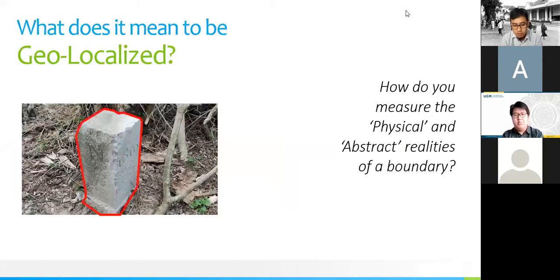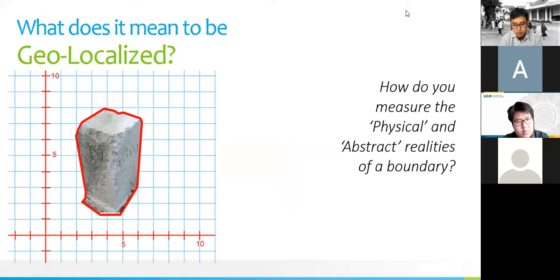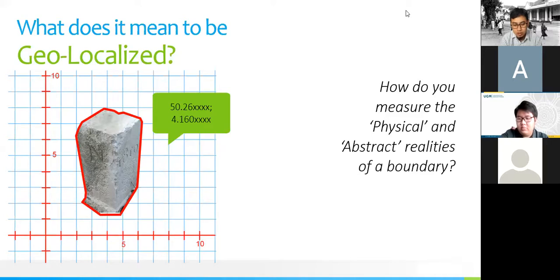For example, if we take this stone, we say that this stone is a physical reality of a boundary, a physical reality which marks a boundary between two countries. And then we say that it is geolocalized. To be able to say that this stone is geolocalized, we need a reference frame, and the stone is located at some coordinates which were measured using one way or another. And this is what I'm going to discuss.